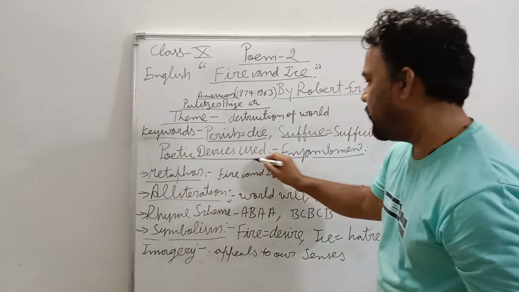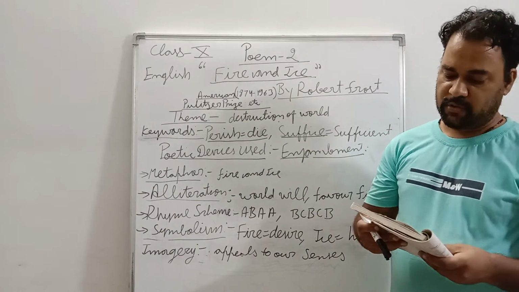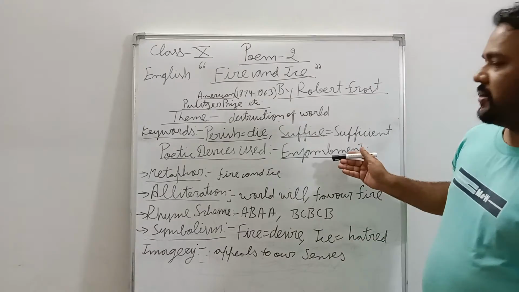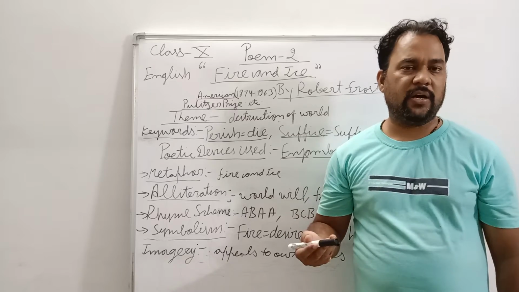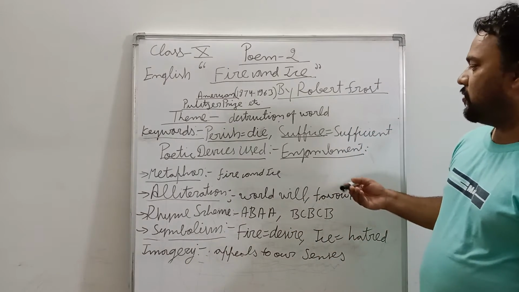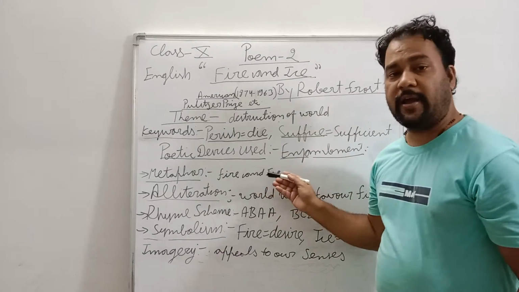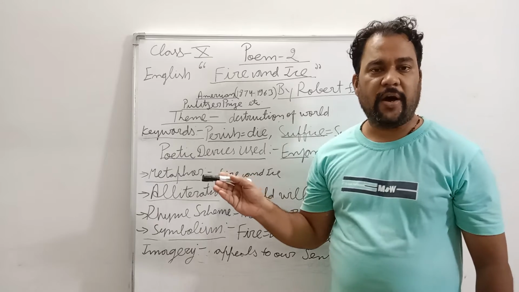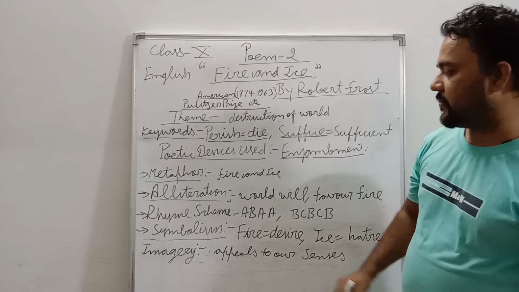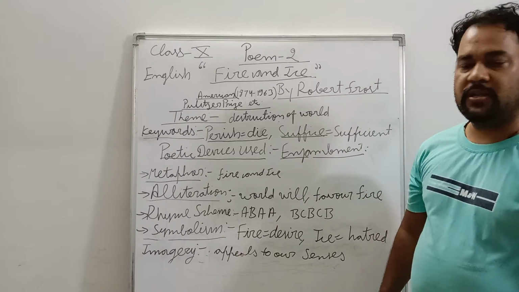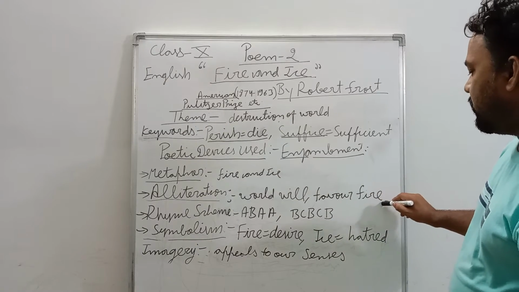Poetic devices used here: enjambment. Again, here in this poem also enjambment is used. What's enjambment? Continuation of a sentence or a phrase to the second line or third line without any punctuation or full stop. Metaphor. The poet has used fire and ice metaphorically. Fire and ice represent desire and hatred. Alliteration is also used in the poem, as in "world will end" and "those who favor fire."